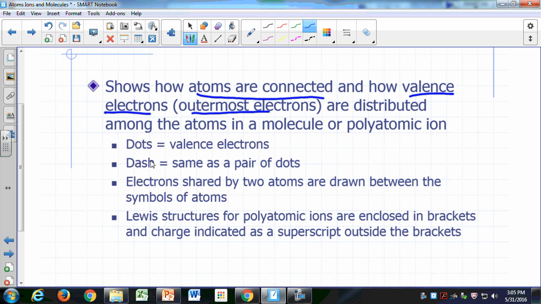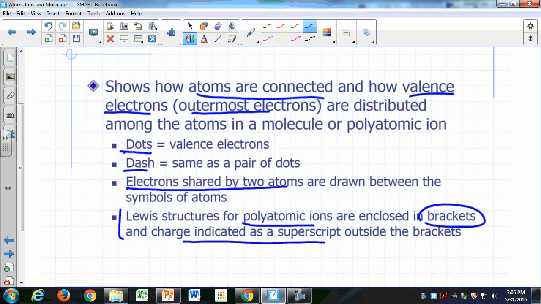Specifically, to draw a Lewis structure, you need to draw dots to represent valence electrons. So each dot represents a valence electron. Or you can use a dash or a line, which would be equivalent to a pair of dots. So instead of drawing a pair of dots, you can just draw a line. Now, electrons that are shared by two atoms are drawn between the symbols of the two atoms. And then, if you're dealing with a polyatomic ion, then you have to enclose the entire structure, the entire sketch, with square brackets, and indicate the charge as a superscript outside the bracket.